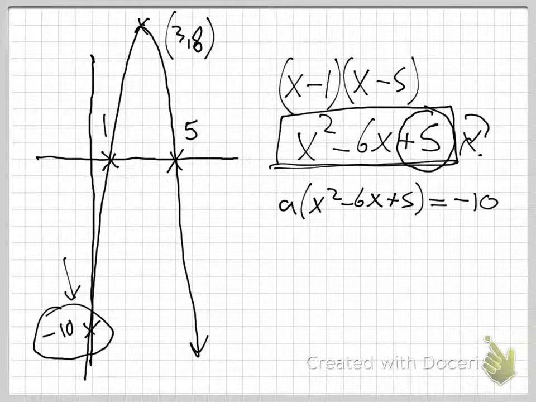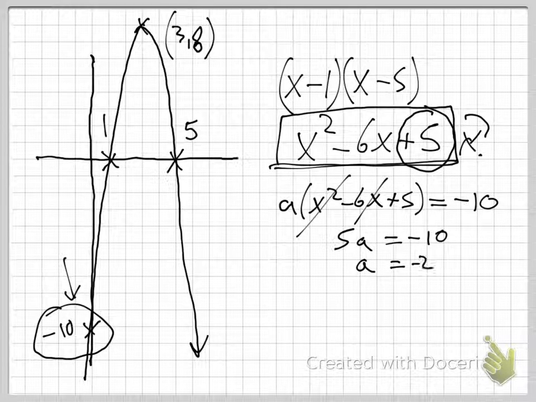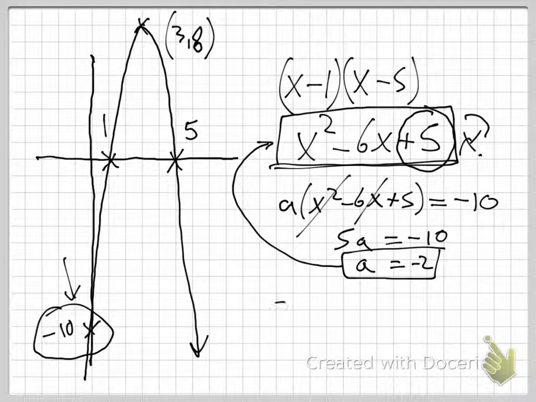So all you have to do is set x equal to 0. That's not there, that's not there. Can you see 5 times a is 5a? That should equal negative 10. Divide both sides by 5, a equals negative 2. That's the magic number that needs to go in front of this. So negative 2, x squared minus 6x plus 5.